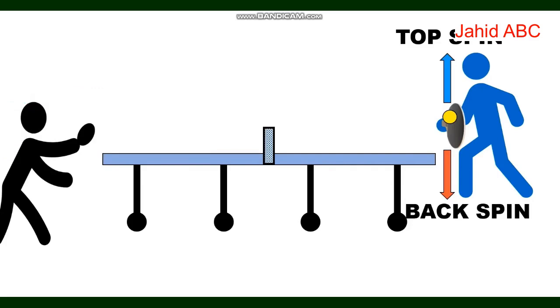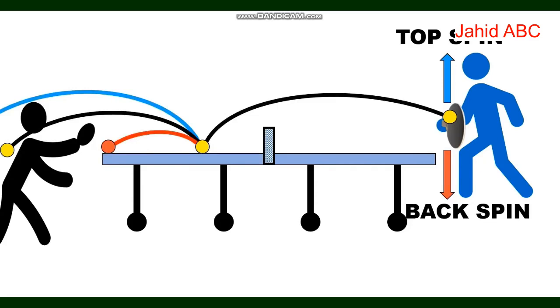So if you're the person in the black uniform, you need to see whether the opponent has hit a topspin shot or a backspin shot, and accordingly you need to adjust.